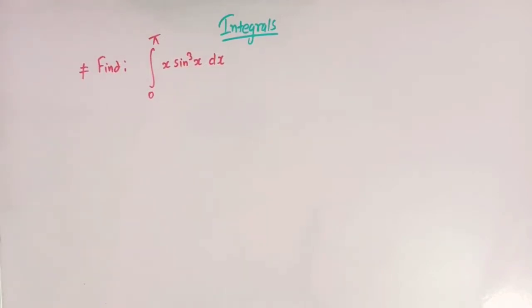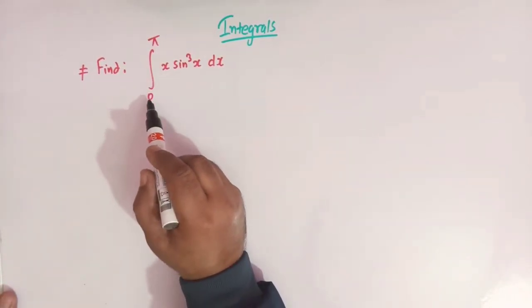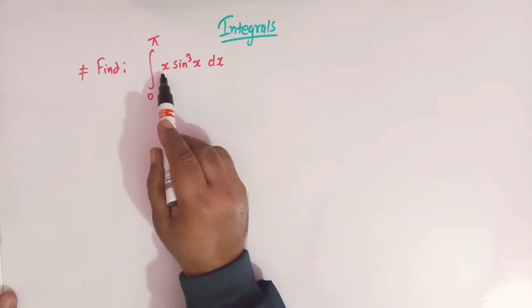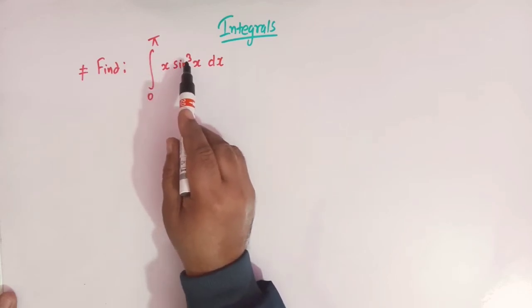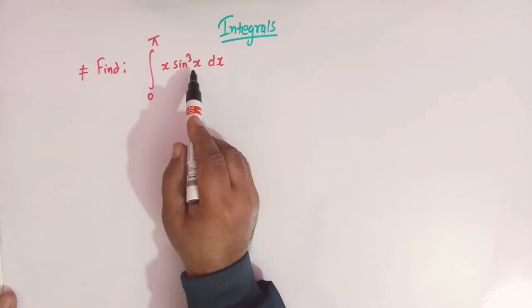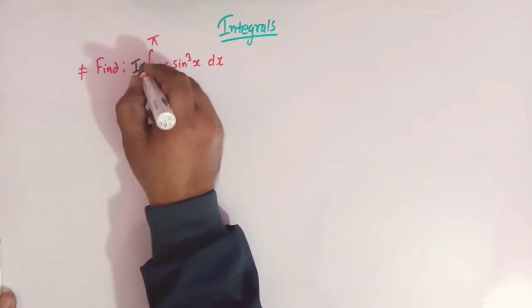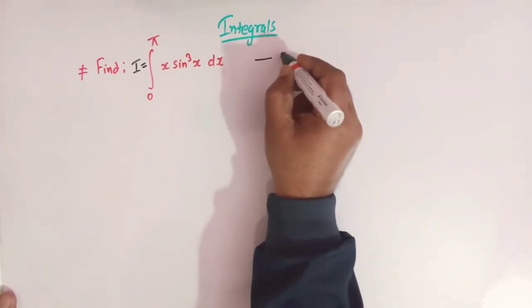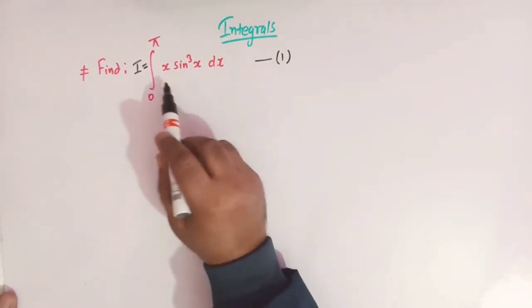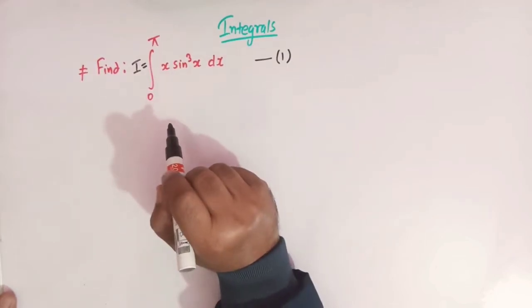Hello viewers, in today's class we are going to discuss yet another important and conceptual problem from definite integrals. Here we have to evaluate this integral from 0 to pi of x times sine cube of x. Let us call this integral I, and we can take it as integral number 1.